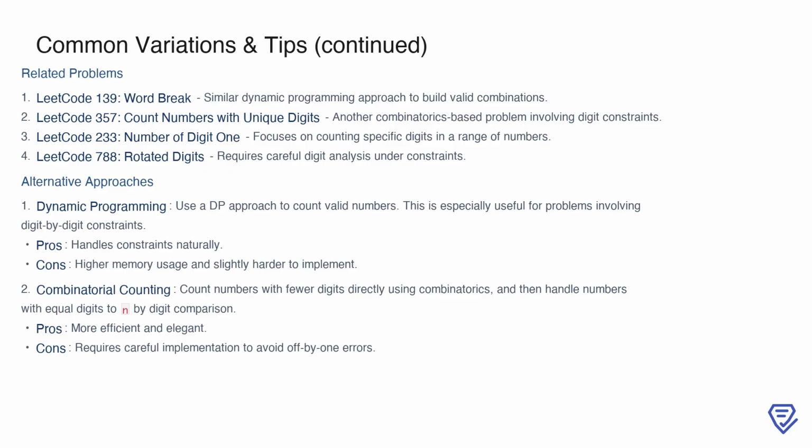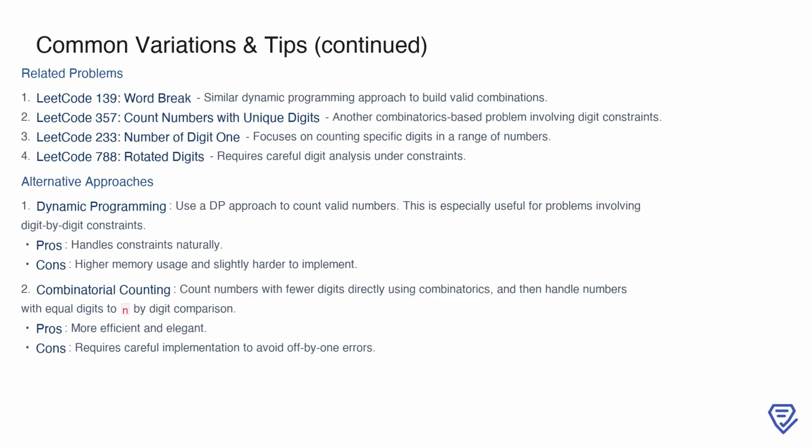Now, in terms of alternative approaches, dynamic programming can be a powerful method to solve this problem by counting valid numbers while naturally handling constraints. The advantage of this approach is that it maps well to problems with digit-by-digit constraints, but it does require more memory and can be trickier to implement.